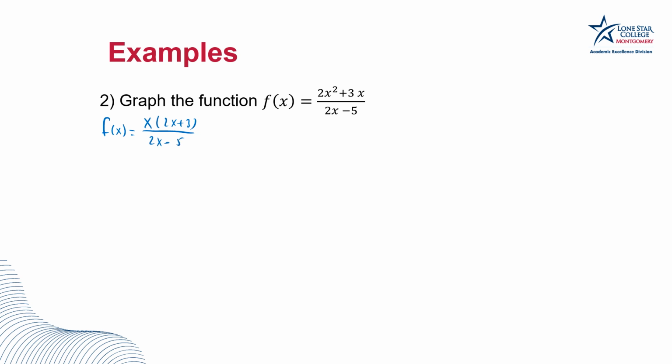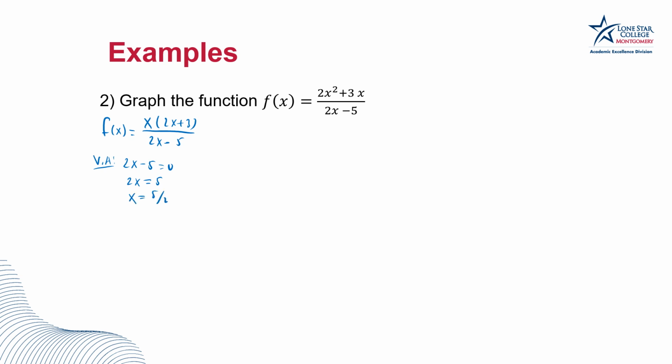Next step is to find our asymptotes. So let's find our vertical asymptote. For the vertical asymptote, all we do is we set the denominator equal to 0 and solve for x. So we add 5 and divide by 2. So we have 2x equals 5. And divide both sides by 2, we get x equals 5 over 2.